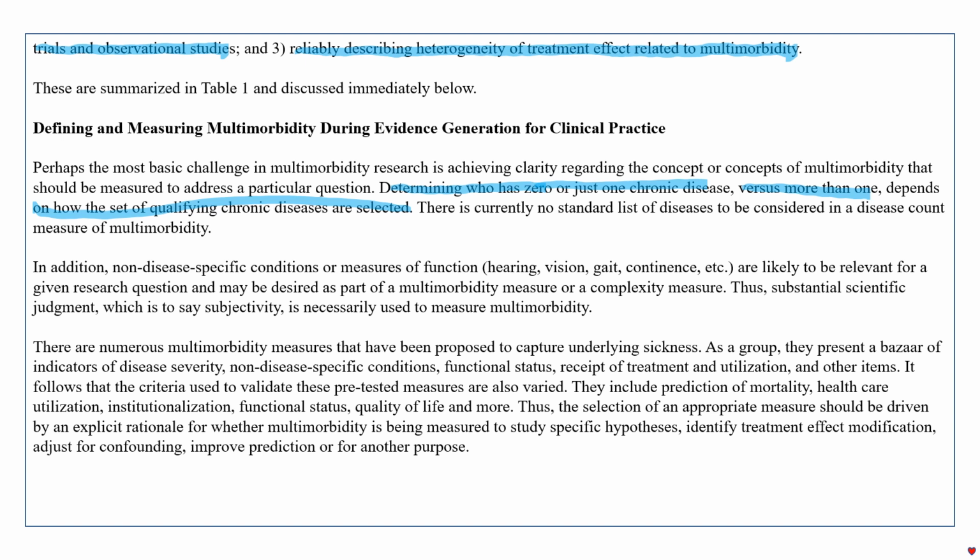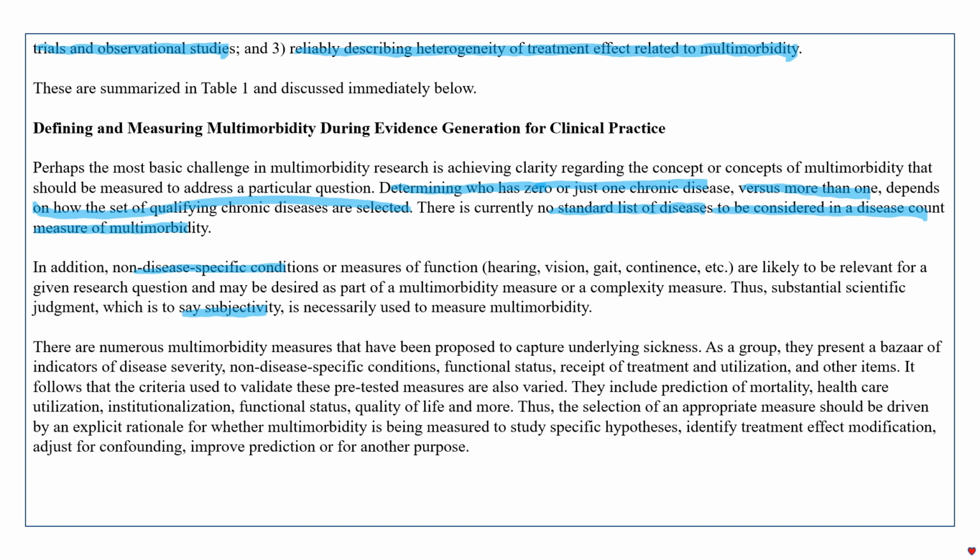There is currently no standard list of diseases to be considered in a disease count measure of multimorbidity. In addition, non-disease specific conditions or measures of function, hearing, vision, gait, continence, etc., are likely to be relevant for a given research question and may be desired as part of a multimorbidity measure or a complexity measure. Thus, substantial scientific judgment, which is to say subjectivity, is necessarily used to measure multimorbidity.